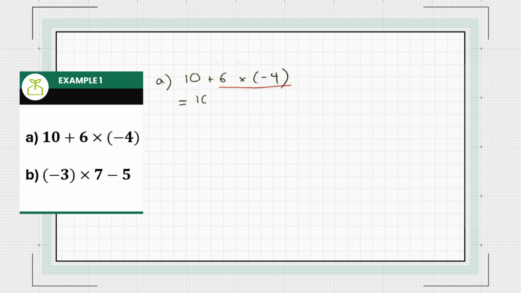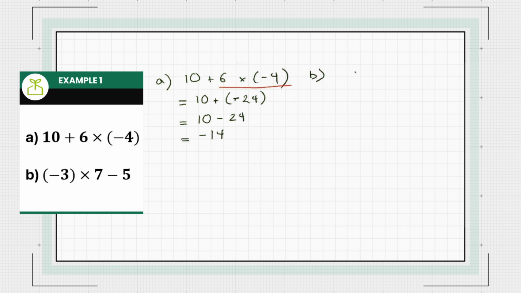We still have our 10 and our addition, but now we're looking at 6 times negative 4. So 6 times 4 would be 24, but 6 times negative 4 would be minus 24. Now if you remember from our previous video, when we add a negative, we are effectively just subtracting. So this becomes 10 minus 24. And 10 minus 24 is negative 14.